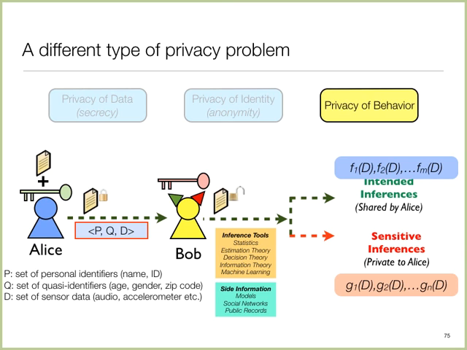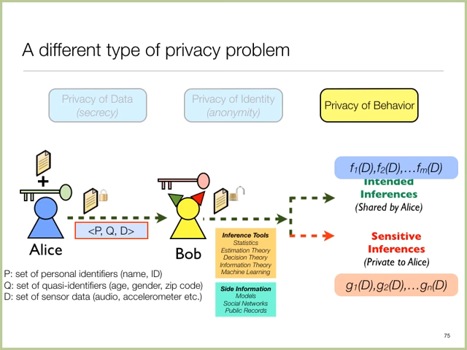This third problem is really privacy of behavior, or really protecting inferences. That is, I'm sharing data with you, validly so, you are an authorized user. So Alice is giving data to Bob, and this data had some private data which we can strip, some quasi-private data which also we can strip, but then the rest of it is this supposedly innocuous sensory data.